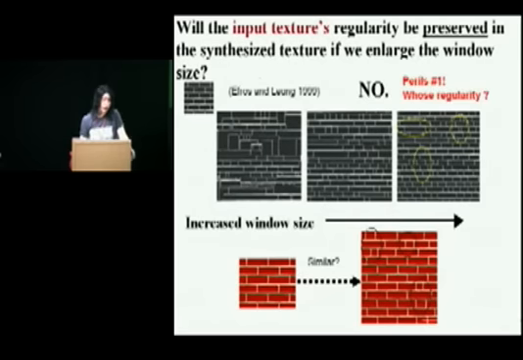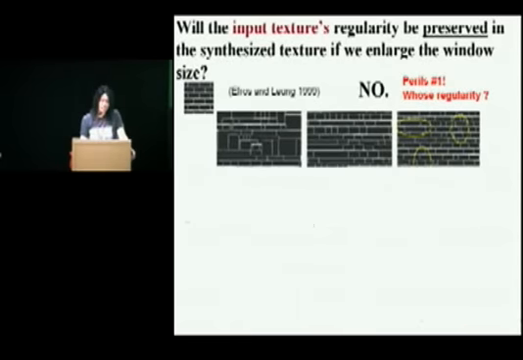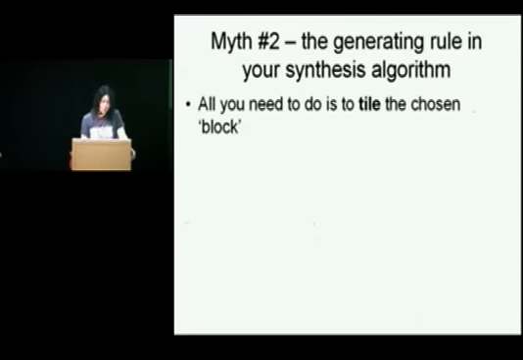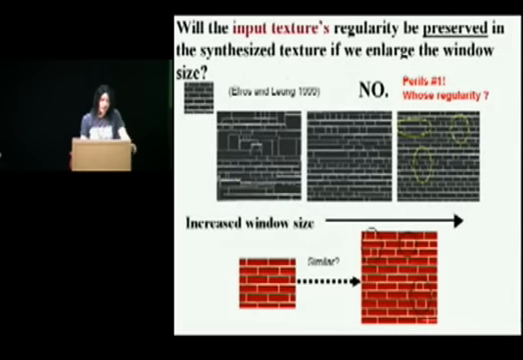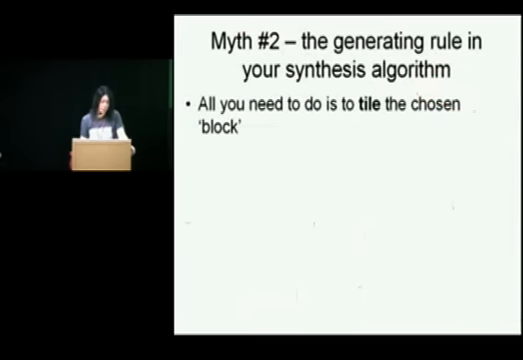So whose regularity are we repeating? That's the question. And I think even for this graph cut synthesis algorithm, they basically take the whole input. You can't be bigger than your input, and that remains to have this problem of regularity understanding.